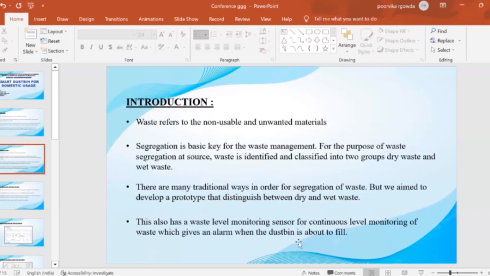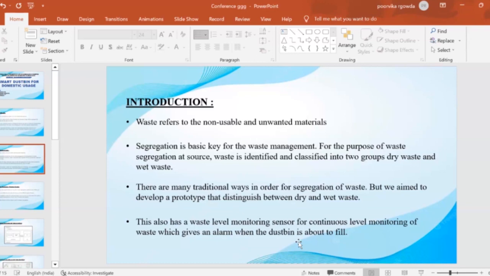Coming on to the introduction. Waste refers to the non-usable and unwanted materials. Due to the increase of urbanization in our country, we have an increase in refuse generation, which commonly we can call waste. If a person in India is generating about 1.3 pounds of waste per day, then for 1.2 billion people, around 6.2 billion tons of waste is being generated in our country. So we can say that segregation is the basic key for waste management.